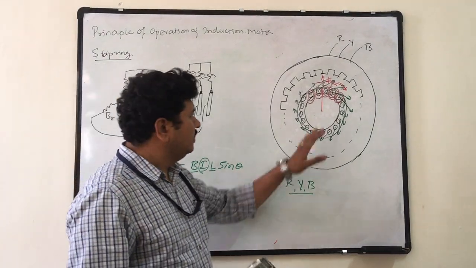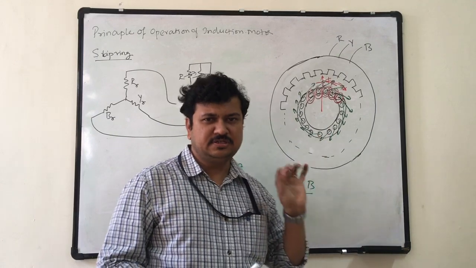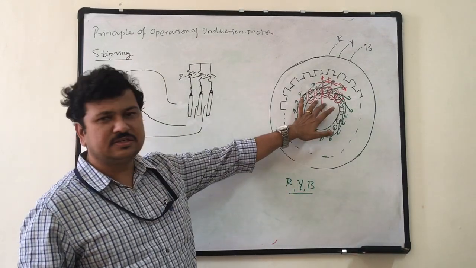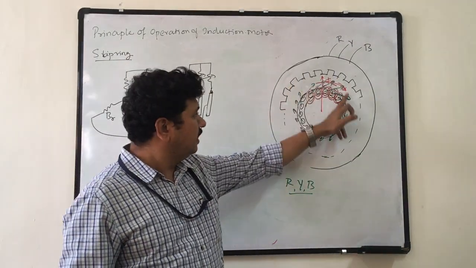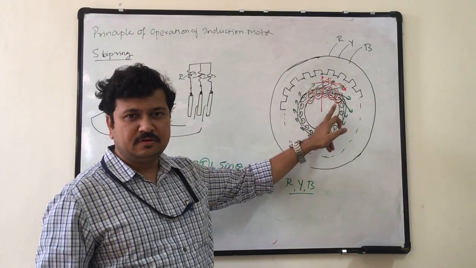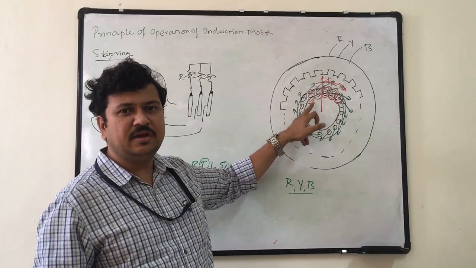Now the conductors are stationary. Initially, let us assume the conductors are stationary and the magnetic field is rotating. Conductors are stationary, magnetic field is rotating.